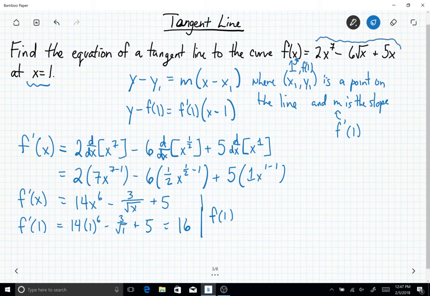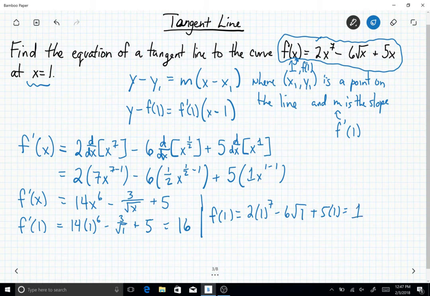Our original function is right up here. Just plug in 1 for all that, so you get 2 times 1 to the 7th, minus 6 times the square root of 1, plus 5 times 1. So notice it'll be 2 minus 6 and then plus 5. So 2 minus 6 is negative 4, plus 5 should equal 1. Okay, that doesn't happen all the time, but we kind of lucked out here.